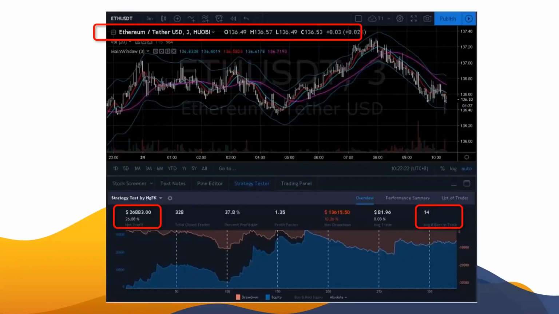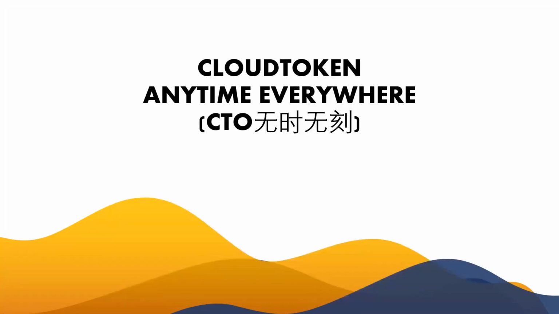This is one example of Verum running, and we did this simulation on Huobi based on Ethereum and USDT. During a 14-day period, we had a gain of 26.88%, and this is through the Verum engine. You can read more about the Verum engine when we release our business proposal on the 12th.